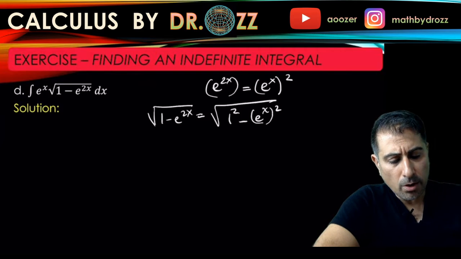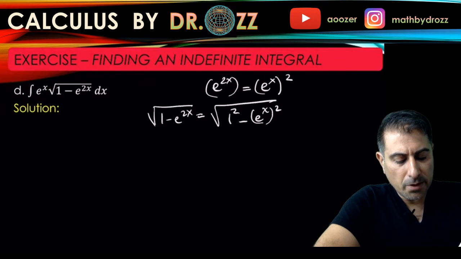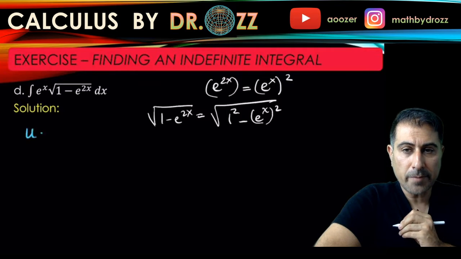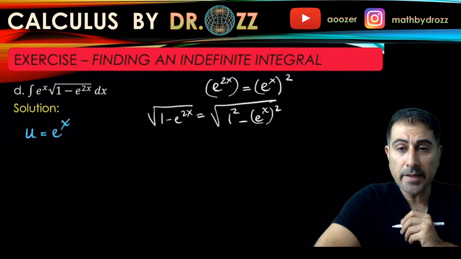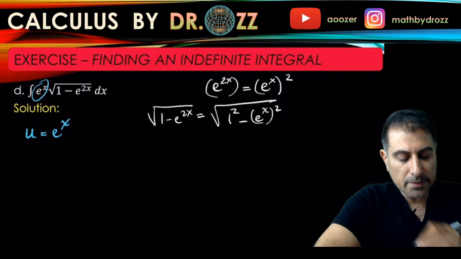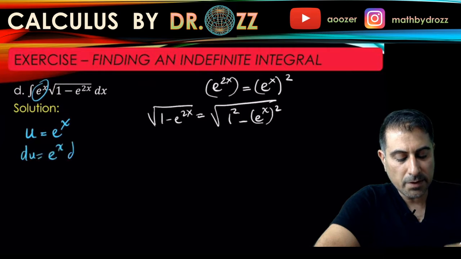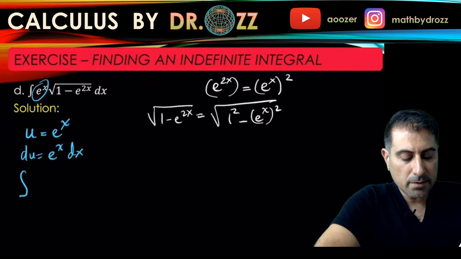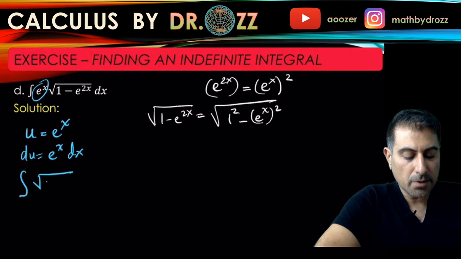Well, let's do this first, since we have this observation. So why don't we call u to be e to the x to start with? Maybe we can get rid of this e to the x in the next step. So if we do it, du equals e to the x dx, and this integral turns out to be the integral of the radical of 1 minus u squared du.